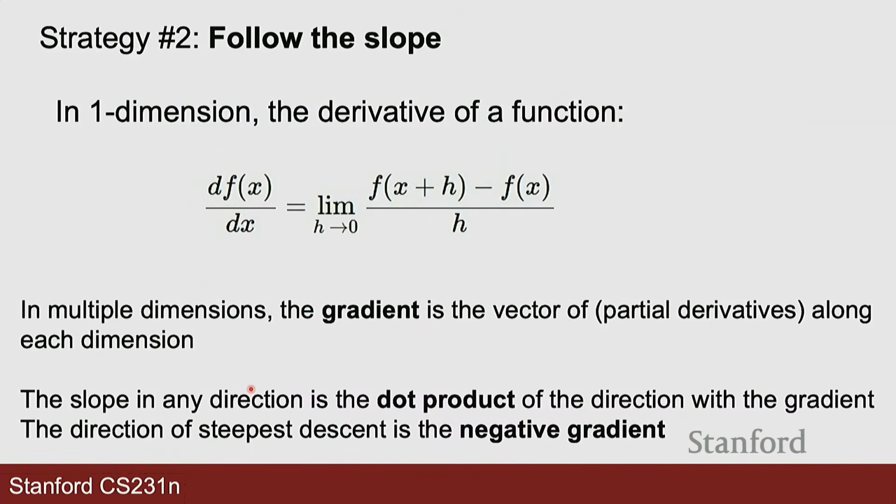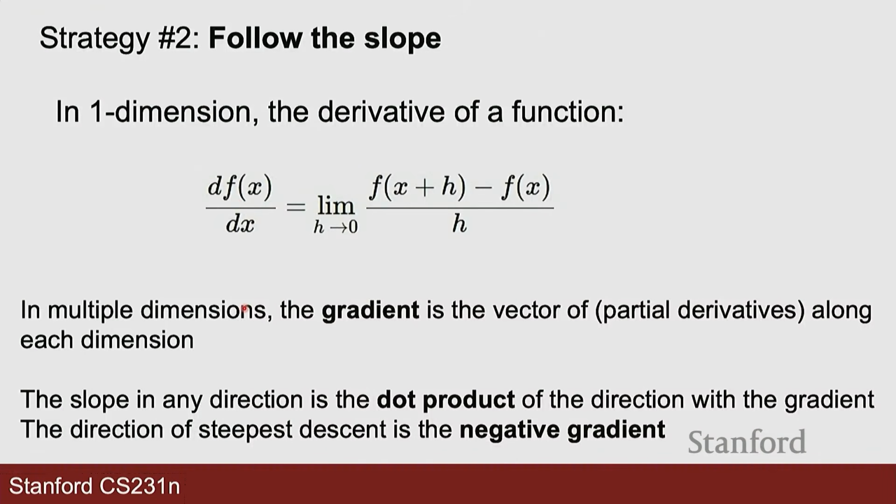So how do you actually follow the slope? In one dimension, I'm sure you all are familiar with the idea of a derivative, which in calculus we can think of as this limit h definition, where we add a very small number to our current location. We calculate the value of the function at that new location. We subtract the current value, and then we divide by the step size.